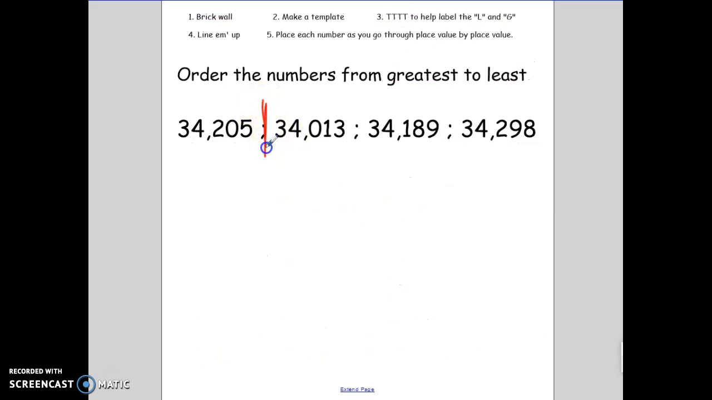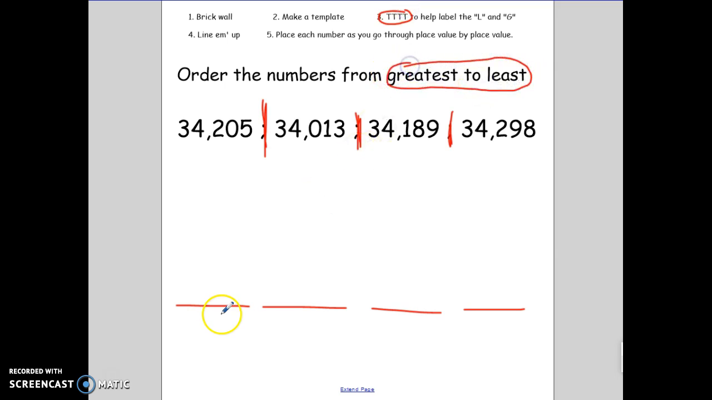First off, I'm going to stick my brick walls in here. Boom, boom, boom. I'm going to make a template. I have 4 different numbers, so I'm going to need 4 different spaces. And I'm going to talk to the text to figure out least to greatest or greatest to least. This time we are going from greatest to least. So I have a G over here down to an L over here. And of course that's going to be the second greatest and the second least.